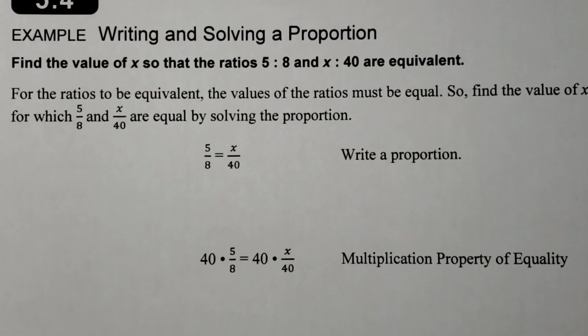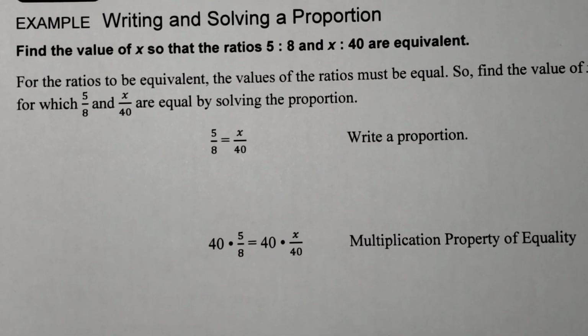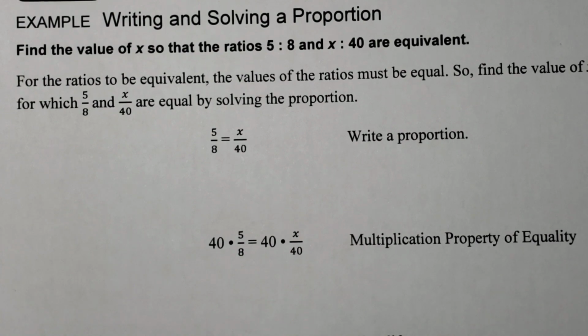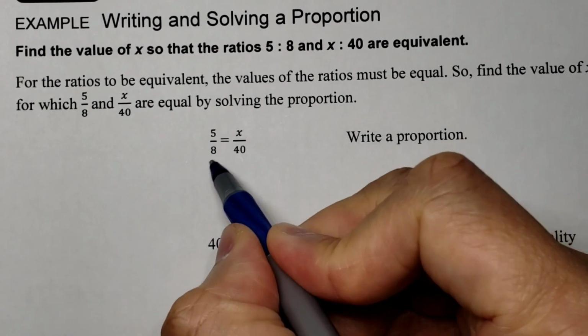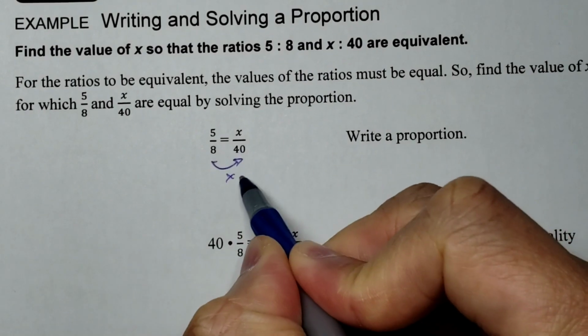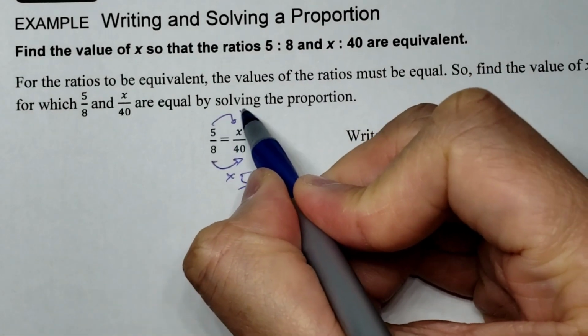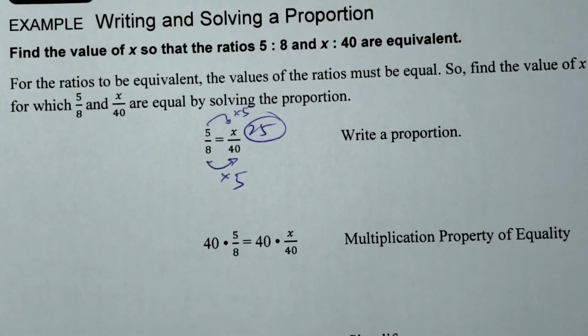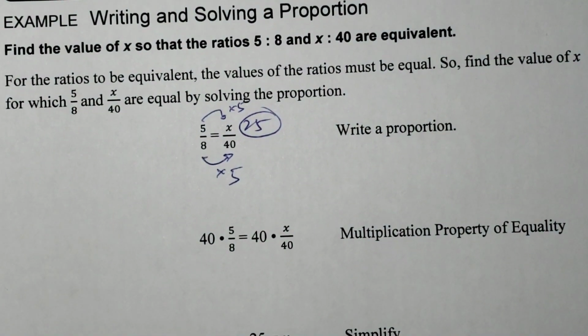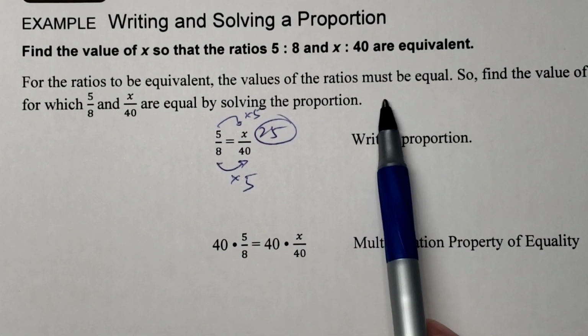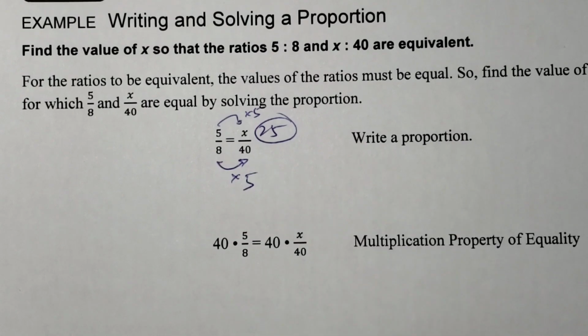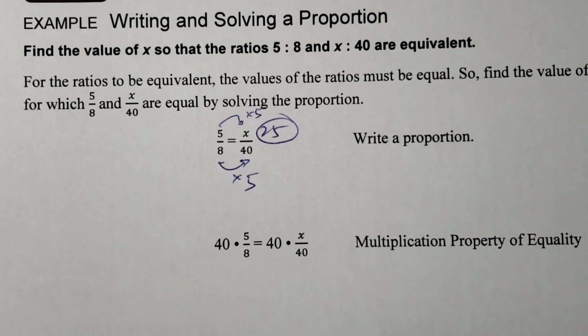Again, use whatever strategy that you want to use. Did I say it right? Strategy. There you go. So now, 8 times what gives you 40? 5. That means 5 times 5 gives you 25. For this example, they use the multiplication strategy. You can use mental math. You'll get the same answer.